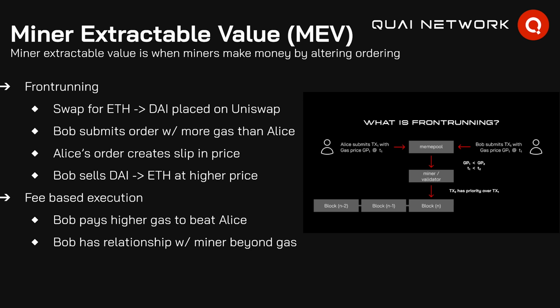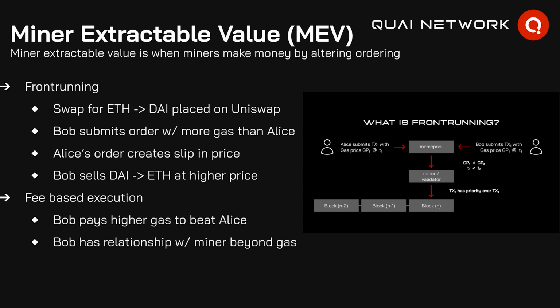Bob can submit an order that has a higher gas fee, or gas price, than Alice, and then the miners, because they're getting paid by the gas price, will prefer to order Bob's transaction prior to Alice's. Now, with a front-running opportunity like this, Alice's order will effectively create slippage in the exchange.